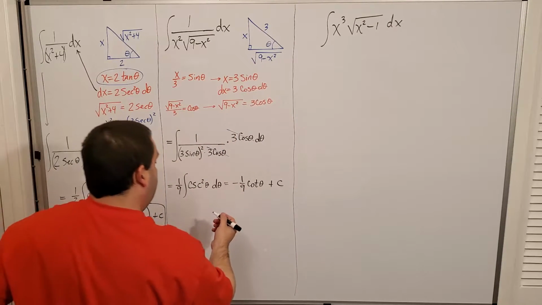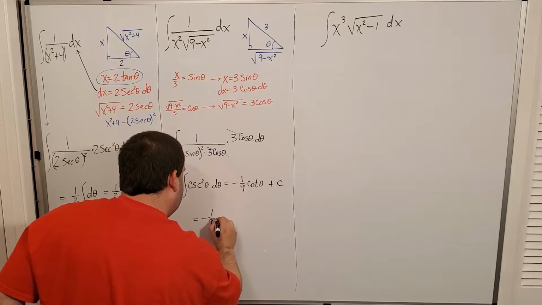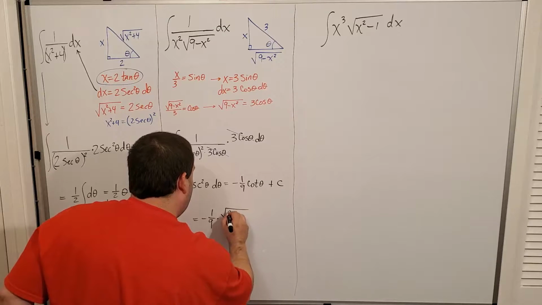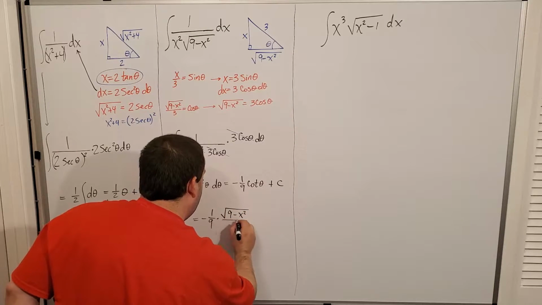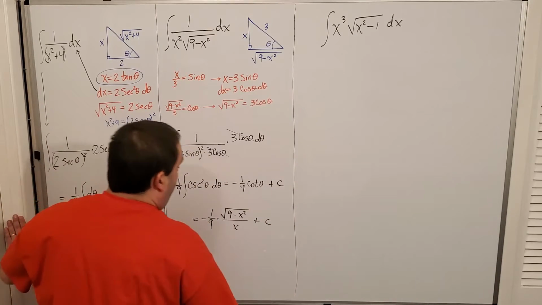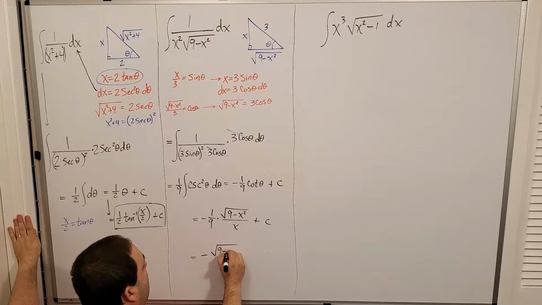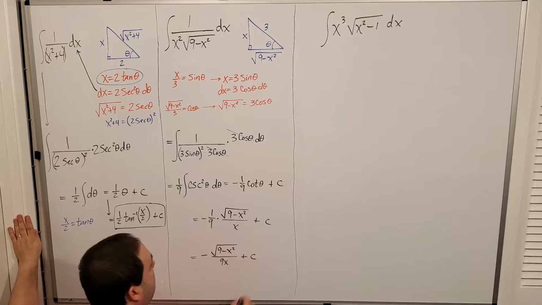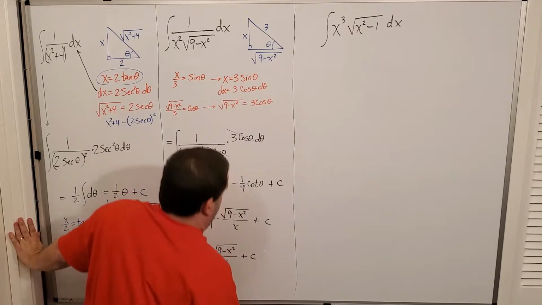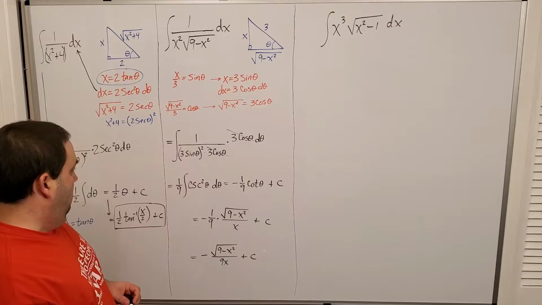So in other words, when I convert this back out, I have negative 1 over 9 times the square root of 9 minus x squared over x plus c. Or in other words, if you want to write it succinctly, you could just say negative square root of 9 minus x squared all over 9x plus c. Either one of those two last lines works just fine. Okay?